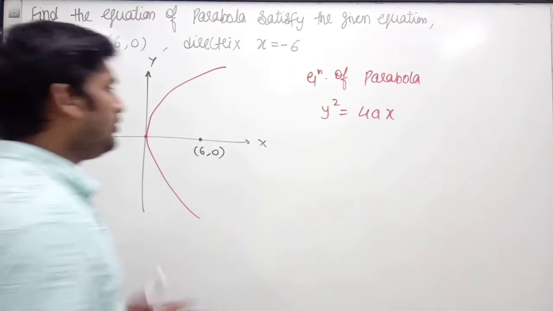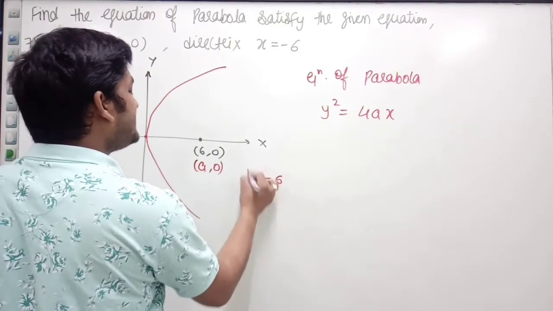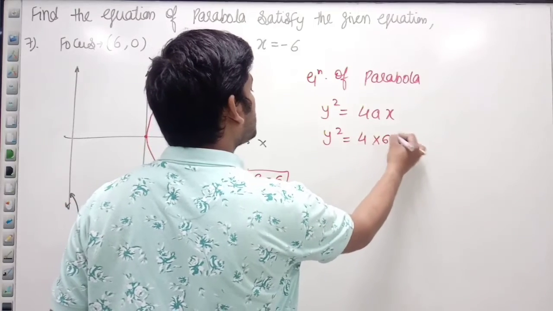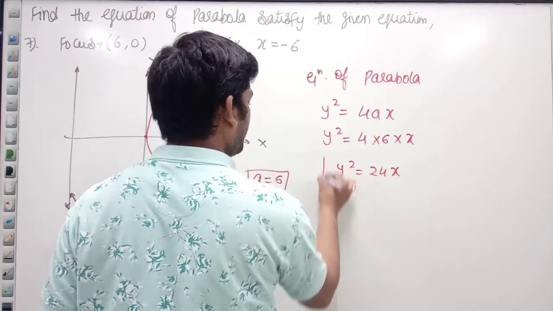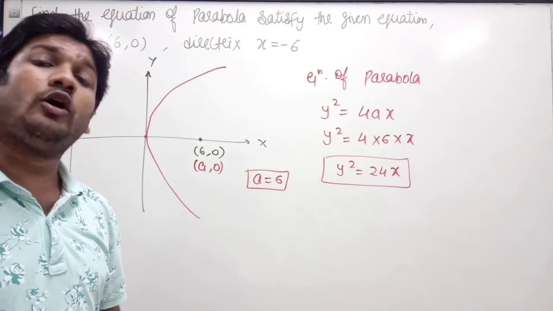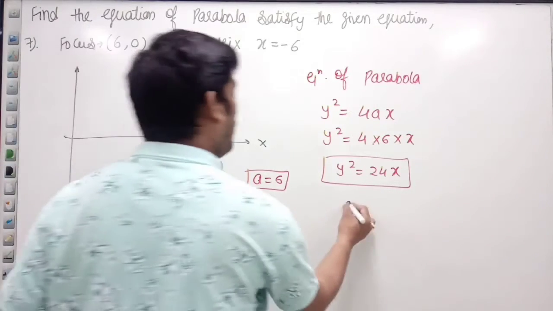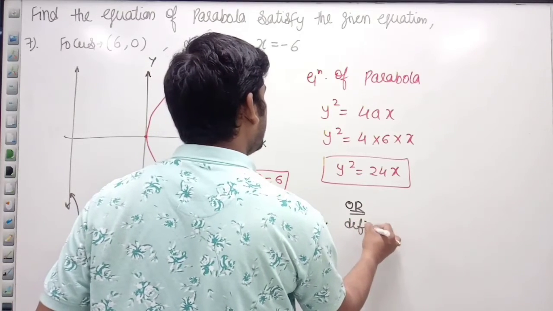Okay. Now focus is, as we know, (a, 0). So a we have 6, right? So we can say y square equal to 4 into 6 into x, y square equal to 24x, right? So this is the required equation. You can also find the equation of parabola by definition. Means, you can solve by definition.